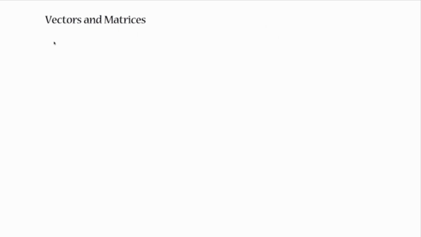So a vector is just a bunch of numbers arranged in a column or in a row. Usually they're given a hat, so this is my vector. This is a row vector. This one's a column vector, right? And the number of elements in your vector determines its dimensionality.